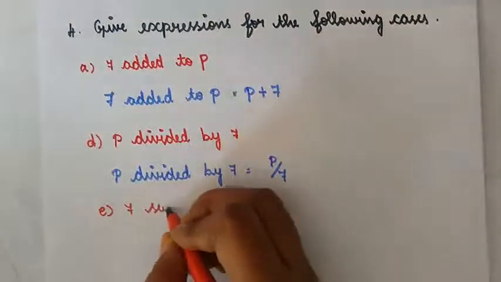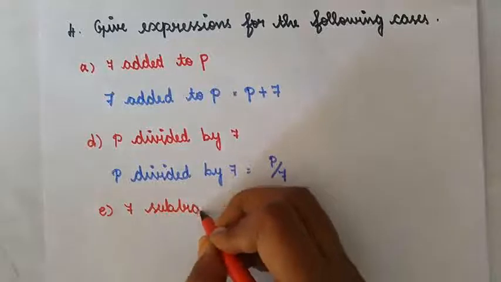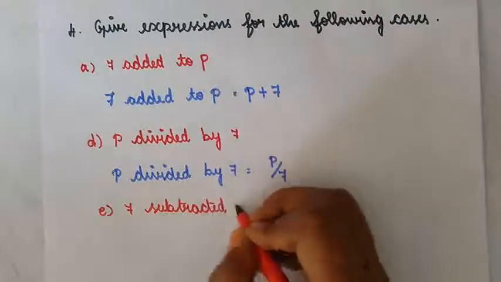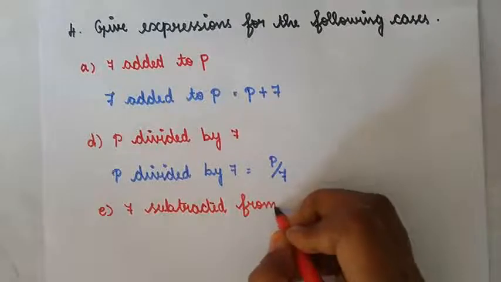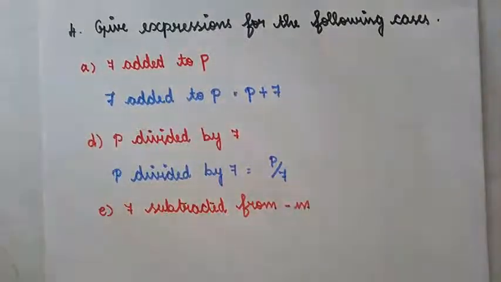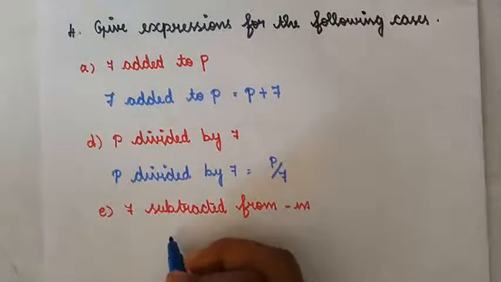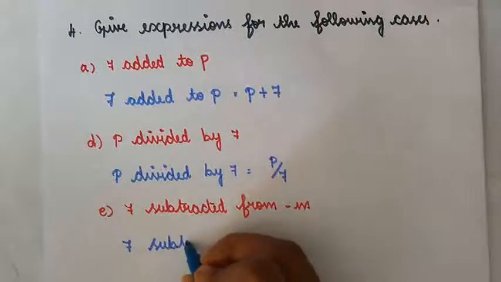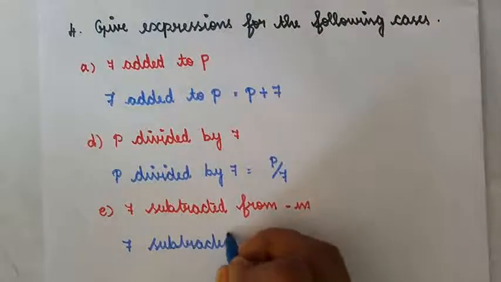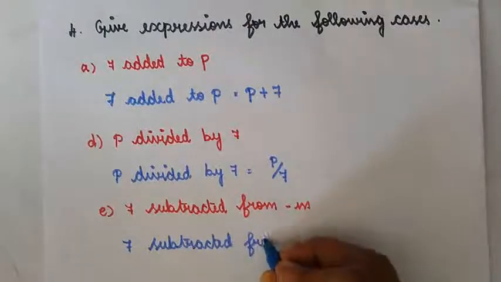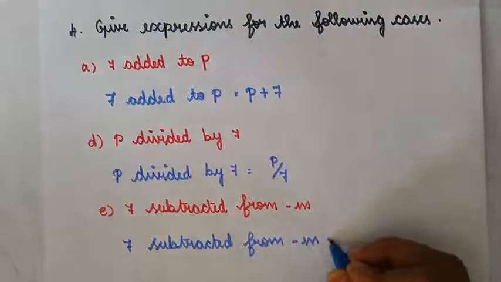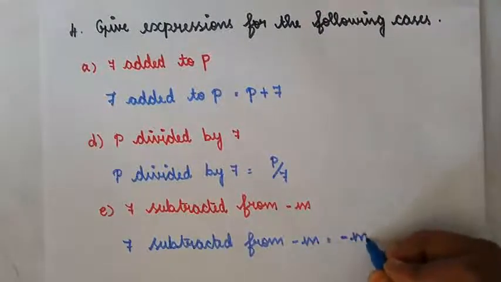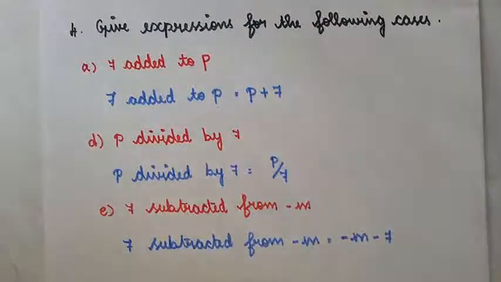Next let us take the subdivision E. 7 subtracted from minus M. So what is the answer? Here 7 subtracted from minus M means we can write it as minus M minus 7. Okay.